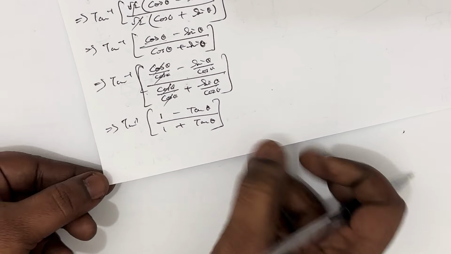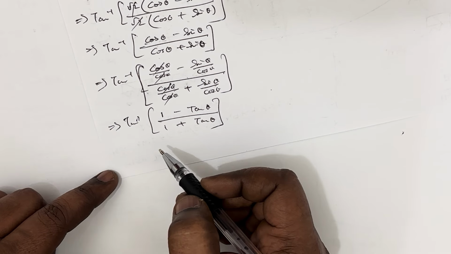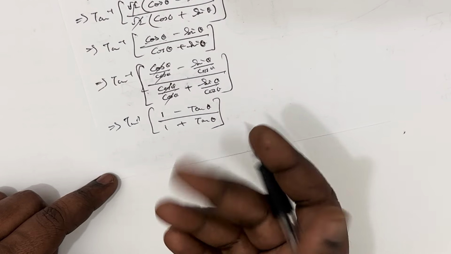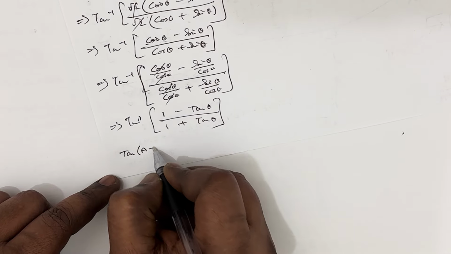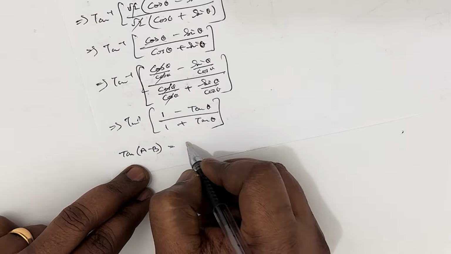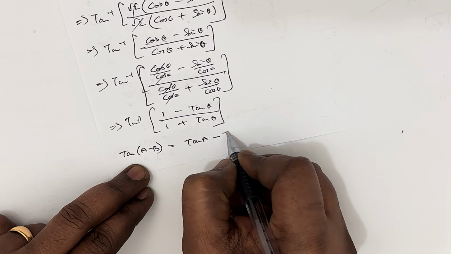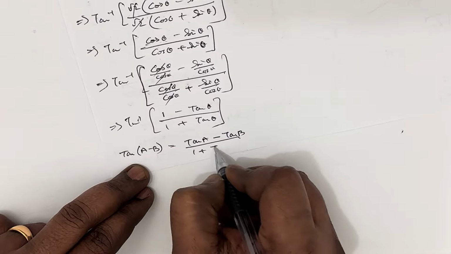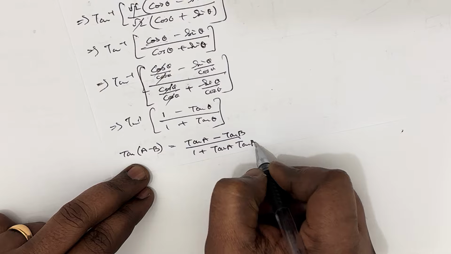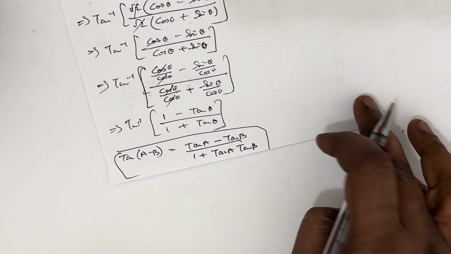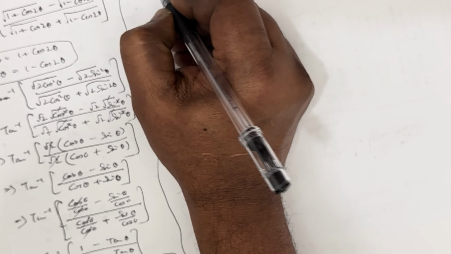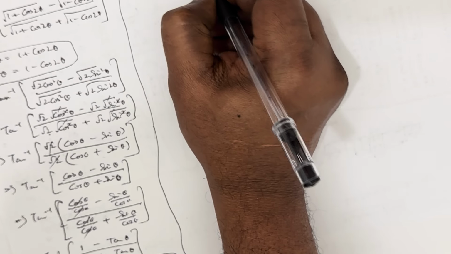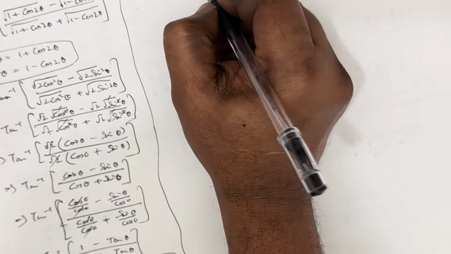Now again this resembles a trigonometric formula, that is tan(A + B) and tan(A − B). There are two formulas. So we will use tan(A − B) here, which is equal to (tan A − tan B) divided by (1 + tan A tan B). This is the formula. Now what we have here is tan inverse of (1 − tan θ) divided by (1 + tan θ).